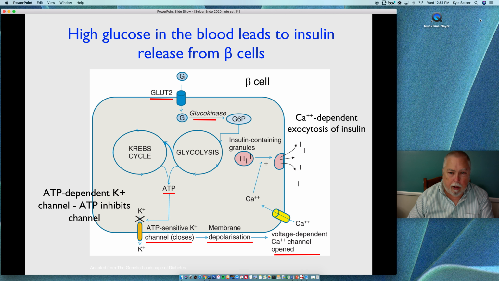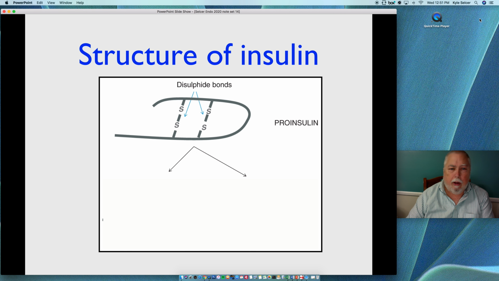So, forget about all those. Insulin is a peptide protein hormone, a peptide hormone. It has some internal disulfide bonds between what end up being two strands. It's also got another disulfide bond within one of the two strands.